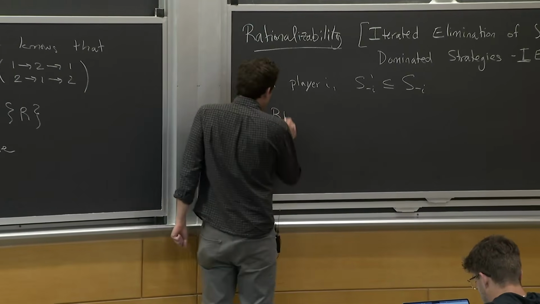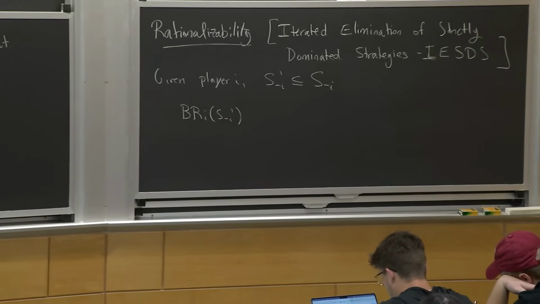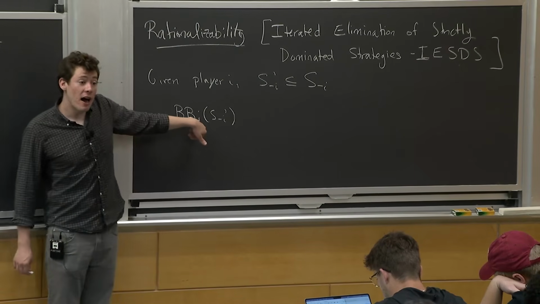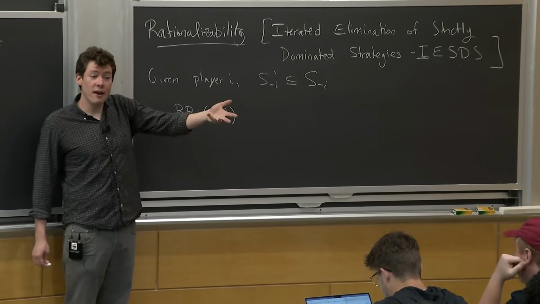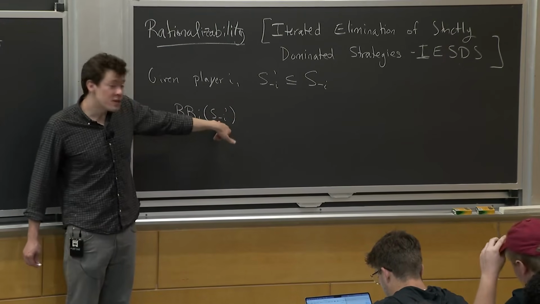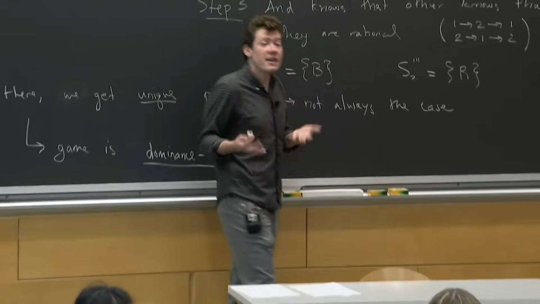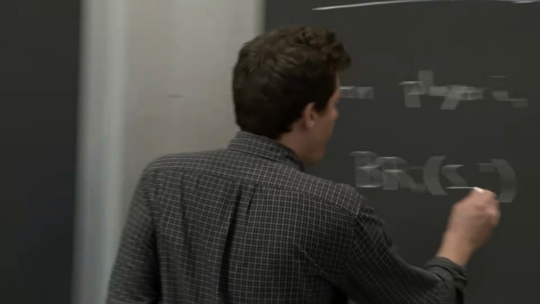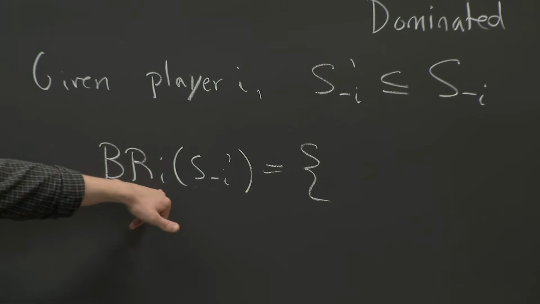The first thing is BR_I of S negative I prime. So what this is going to be is the set of strategies for player I that are best responses to some belief about my opponent's strategies that only puts positive probability on strategies in here. So let's go through this, right? Remember we said we have to think through what beliefs are reasonable, and we only want to keep track of strategies that are best responses to certain reasonable beliefs. So let's define this a bit more formally. First of all, the key thing about this is these are strategies for player I.